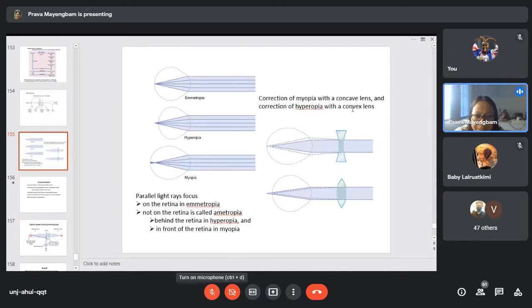Hyperopia is convex. Convex means it will shorten, and if it is concave, it will lengthen. So concave will be used in myopia and convex will be used in hyperopia. Yes, it is like that. You have to apply a little bit of physics knowledge also. Anyway, just remember: myopia uses a concave lens and hyperopia uses a convex lens. The first one I was telling, that is right.